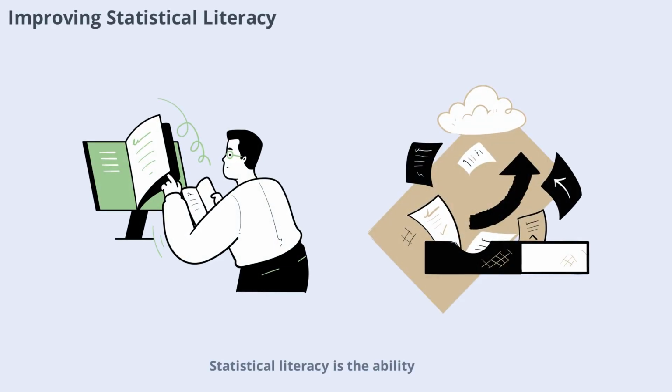Statistical literacy is the ability to understand and use statistics effectively. Improving this skill helps people make better decisions, evaluate claims, and avoid being misled by faulty data. Education and practice are key to building confidence in interpreting statistical information.